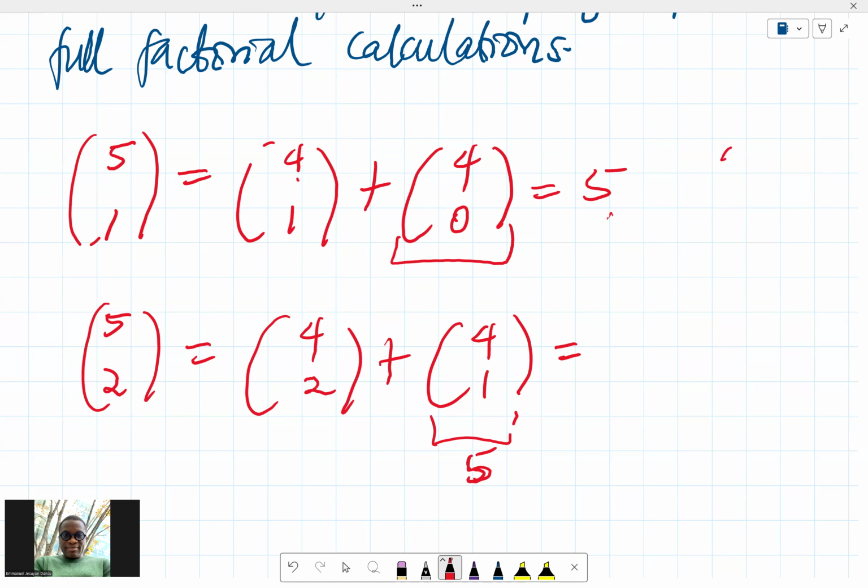Okay, that's like 4 times 3 times 2 factorial over 2. So that's 10, right? Is it 10? So this is 12, 6, like that. So this is 5 combination 2.